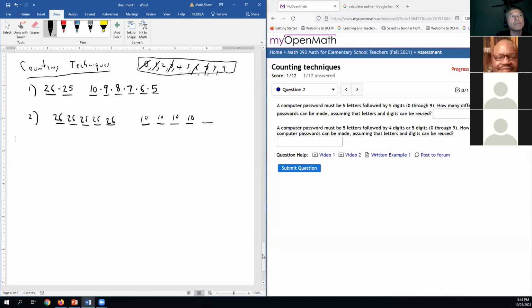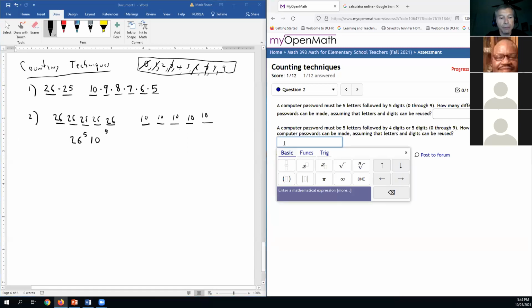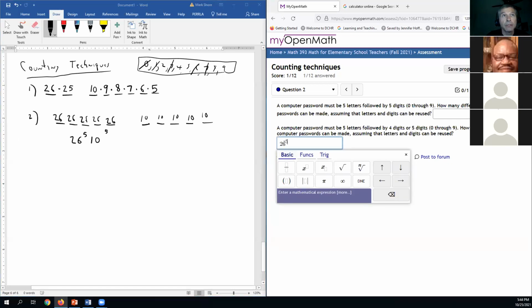So the easiest way of typing this in would be to use exponents. This is 26 times itself 5 times. In other words, 26 to the 5th. And this right here is 10 to the 5th. And so I'll at least type that one in. So this would be 26 to the 5th, and then times 10 to the 5th. And that should do it.